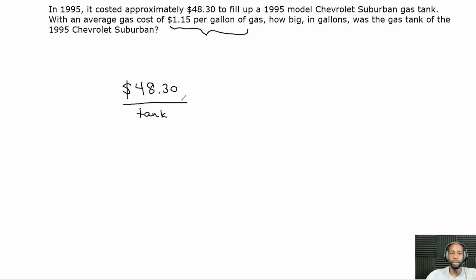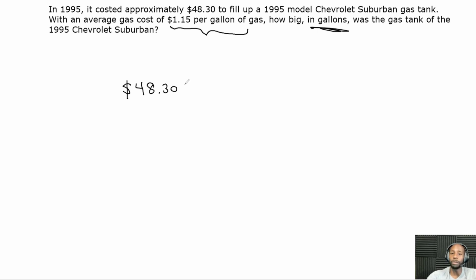Actually, I don't know if I want to do that. Let's not do that because that's probably going to be a little confusing. But anyhow, it's $48.30 total. And we know that it's $1.15 per gallon of gas. We're wanting to know how big in gallons the gas tank was. Now that I look at this, I see that it'll work to put tank there. But anyhow, we're going to use this conversion factor, multiply it by this in a special way to get how many gallons are in the gas tank of a Chevrolet Suburban.